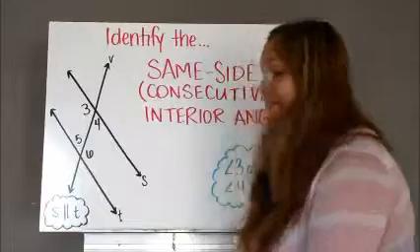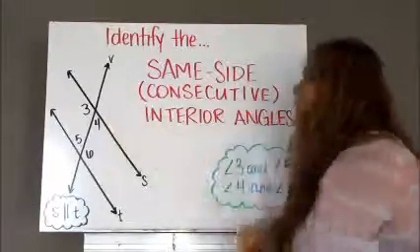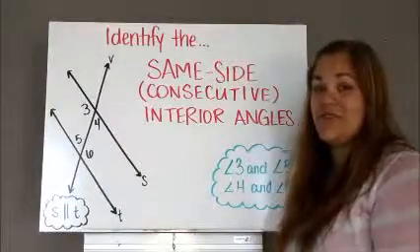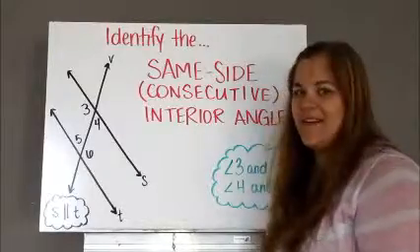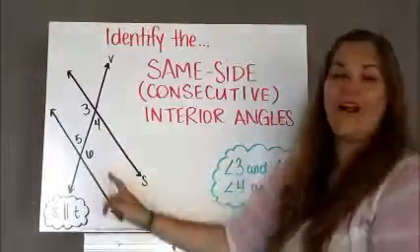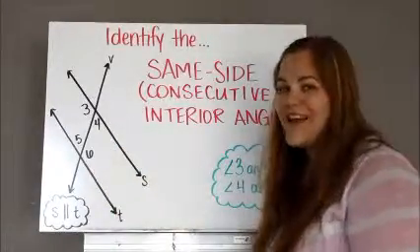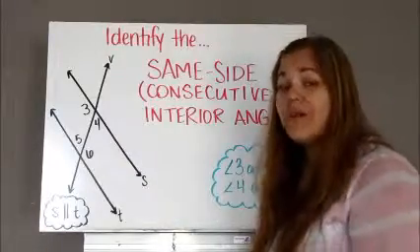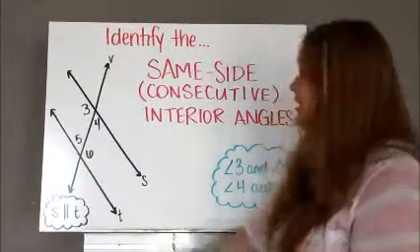How'd you do? Let's check. So 3 and 5 are on the same side of that transversal inside the parallel lines. Same thing with 4 and 6. Great job identifying those angles. We're going to be going further into these parallel line relationships.